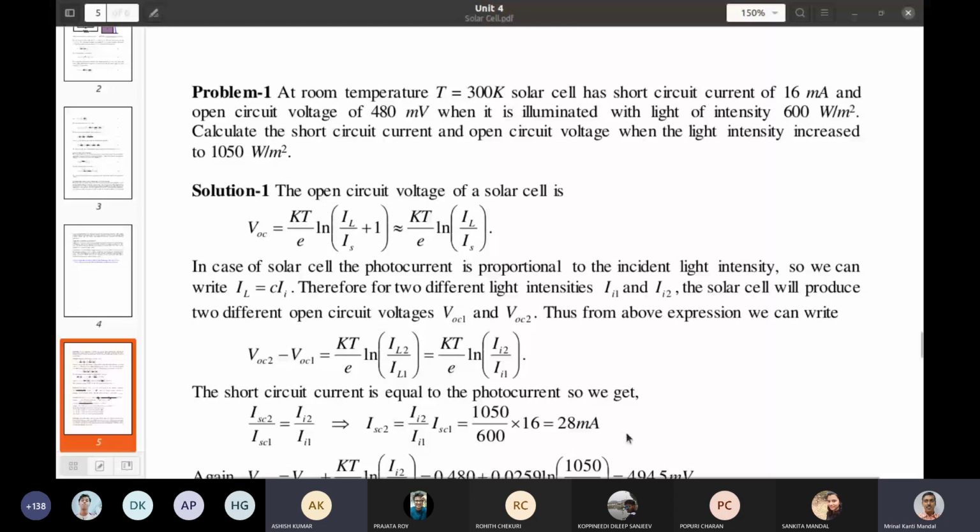So the open circuit voltage that we have already mentioned is (kT/e) ln(IL/IS + 1), which is nearly equal to, we can exclude the 1, that is IL/IS.